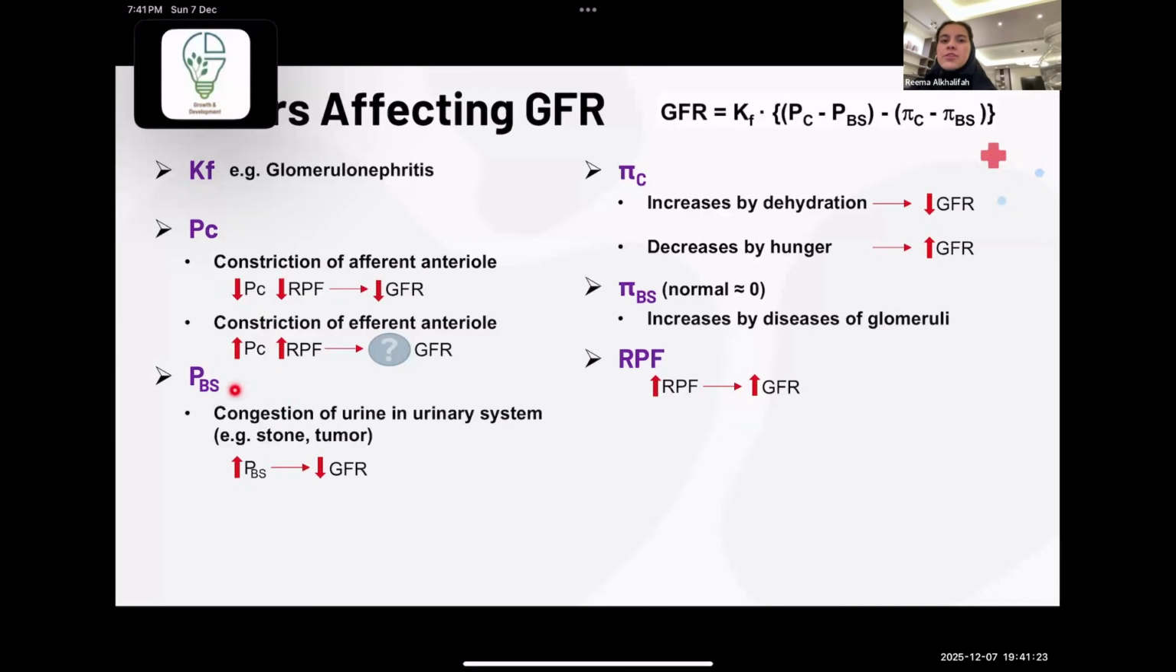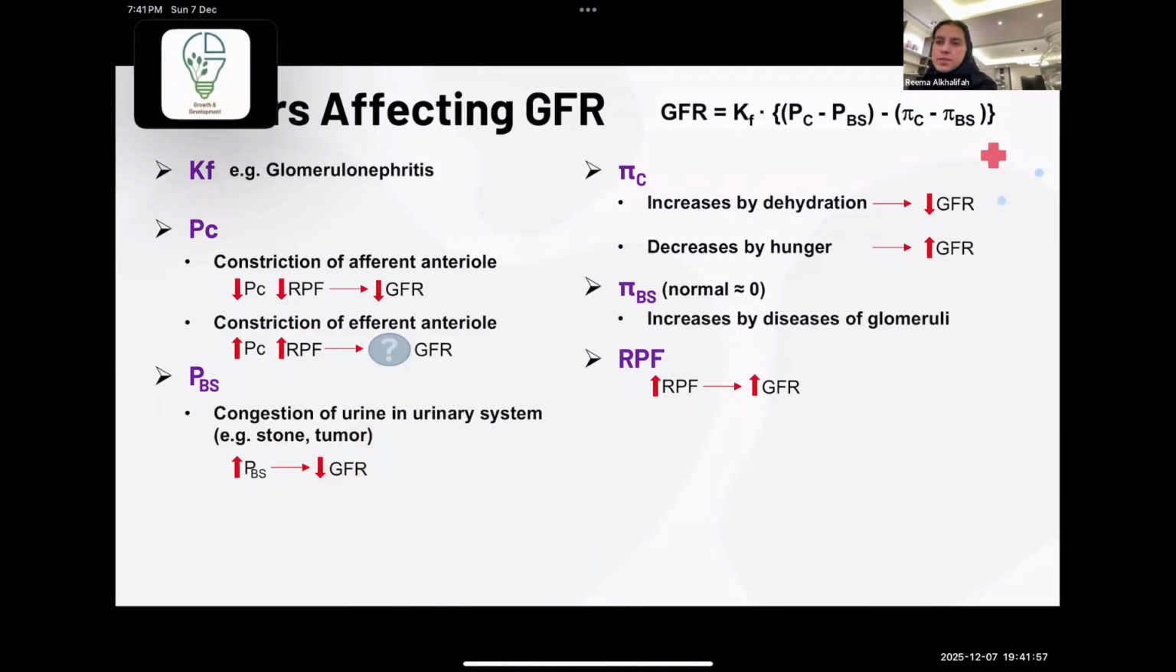Moving on to the hydrostatic pressure of the Bowman space. I also mentioned this previously. If there is congestion of urine in the urinary system, such as presence of a stone or a tumor, the hydrostatic pressure of the Bowman space increases because there's a buildup of fluid in that space. Now, this will cause the GFR to decrease. Why? Because the hydrostatic pressure wants to push the fluid back into the capillary, it does not favor the filtration. So this is where GFR decreases.